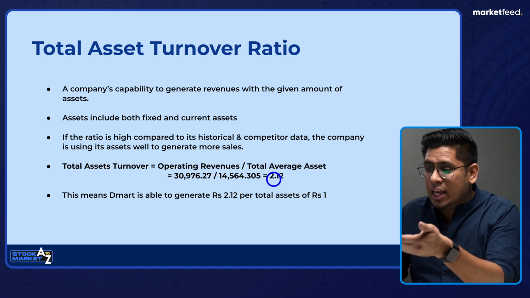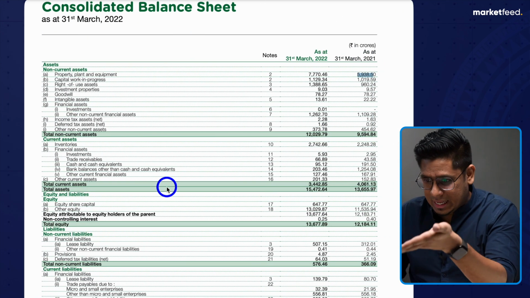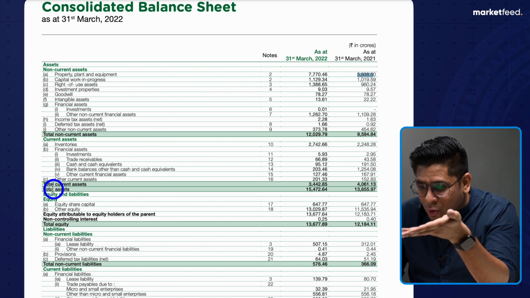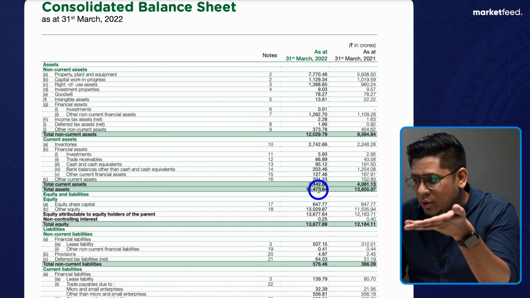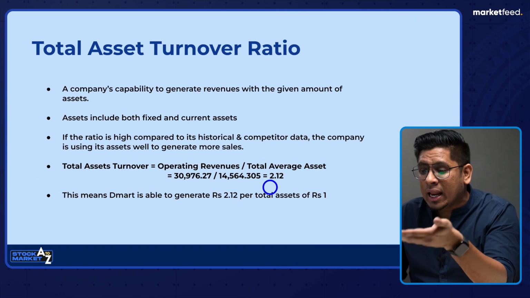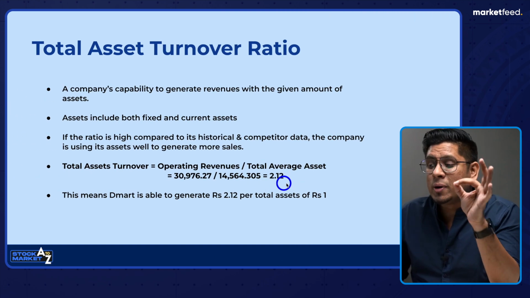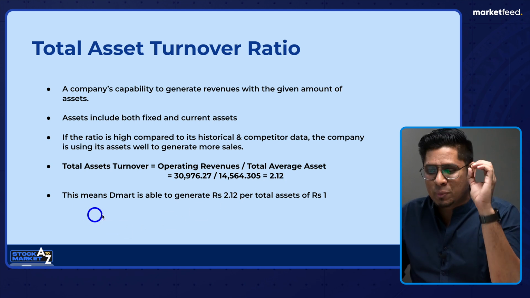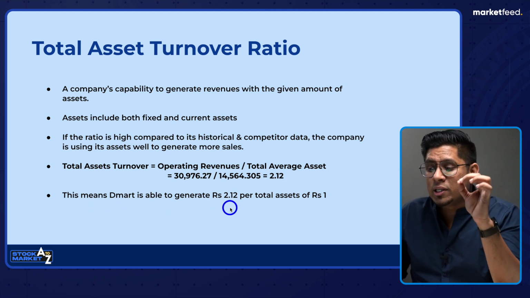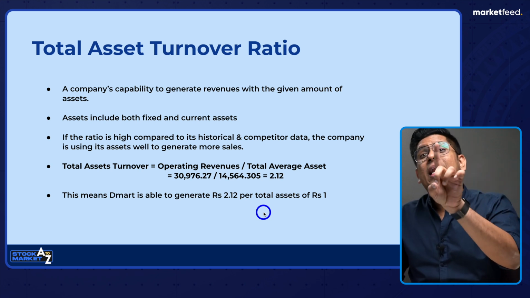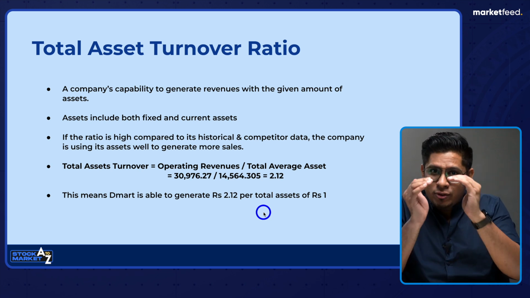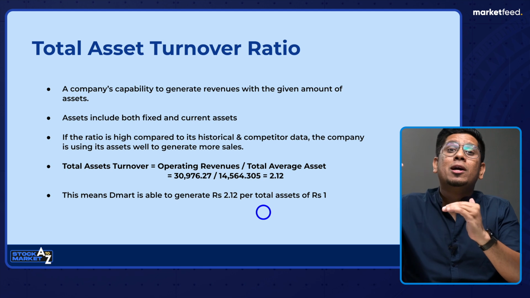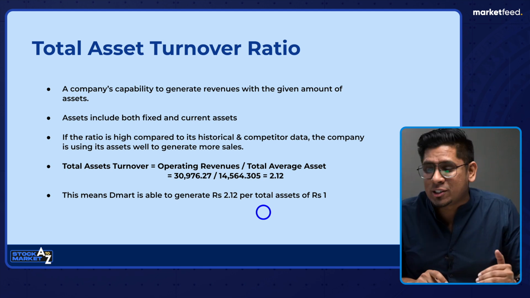So for total average assets, we can simply look at total assets. You take the average of 2 years and put it here. In the case of Dmart, we can see the number is 2.12. What does it translate to in English? This means that Dmart is able to generate rupees 2.12 per total assets of rupees 1. If they have total assets worth 1, they are able to generate operating revenue of rupees 2.12.